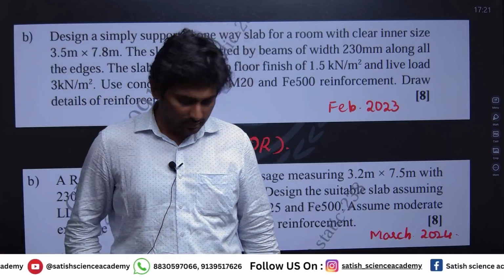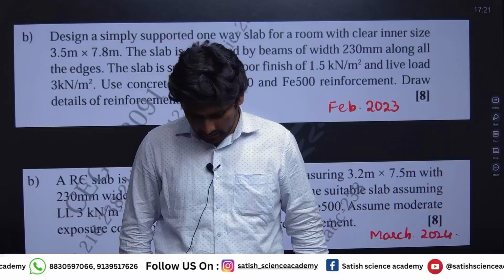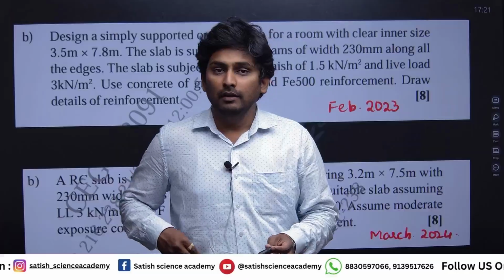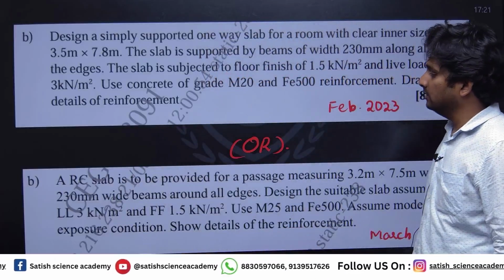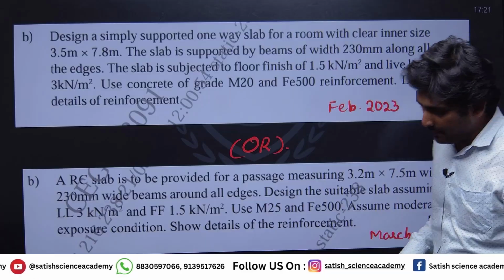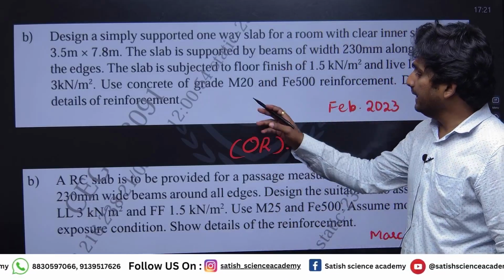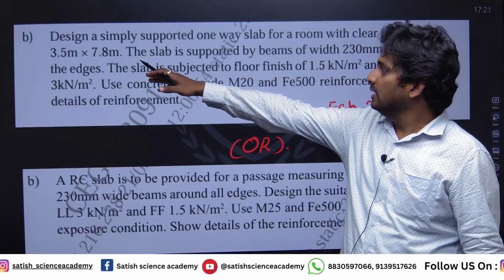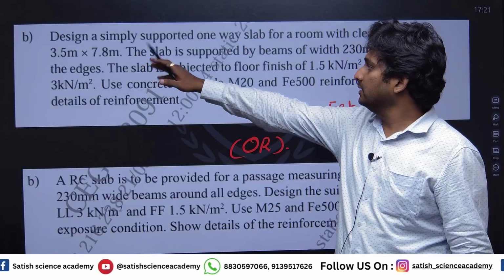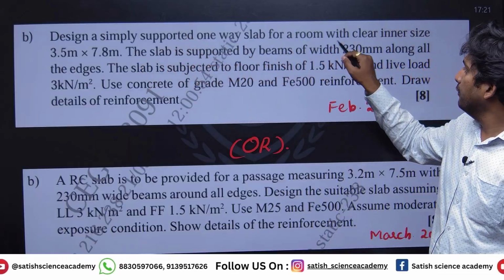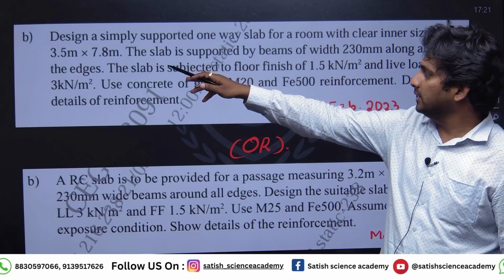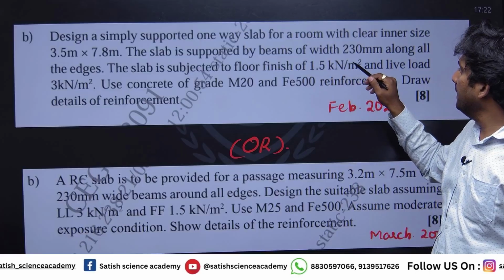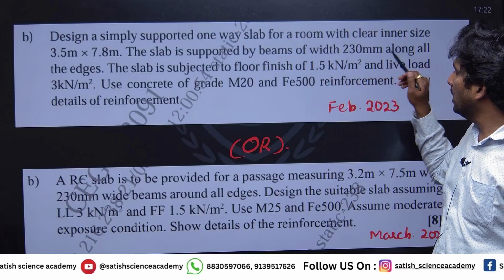फिर नेक्स्ट न्यूमेरिकल स्टार्ट करते हैं, वो है वन वे स्लैब डिजाइन। वन वे स्लैब डिजाइन और कैंटिलीवर स्लैब डिजाइन में स्टेप सेम रहेगा, बट यहां पर आपको डिटेल्स ऐसा देके कंफ्यूज करेंगे, ज्यादा दे देंगे आपको। 3.5 मीटर्स बाय 7.8 मीटर्स का पैनल साइज है। One way slab for a room with clear inner size of 3.5 meters by 7.8 meters. Slab is supported by beams width of 230 mm along all the edges.